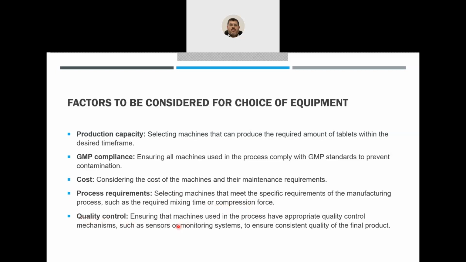Quality control also. Ensure that machines used in the process have appropriate quality control mechanisms, such as sensors or monitoring systems, to ensure consistent quality of the final products. What we call in-process, or process parameters monitoring. So you may have some sensors. For example, in a drying machine, you may have some sensor to give you an idea about the moisture content.